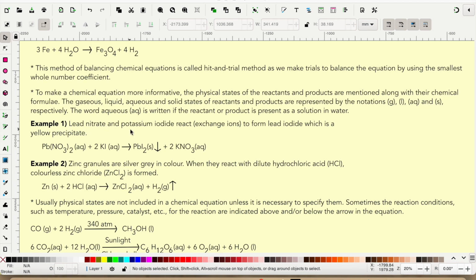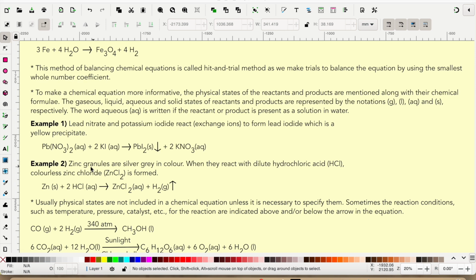Lead nitrate and potassium iodide react to form lead iodide, which is a yellow precipitate. Lead nitrate, potassium iodide and potassium nitrate are aqueous solutions, so we write aq next to them. Lead iodide is solid, so we write s next to it. Down arrow is the precipitate symbol.